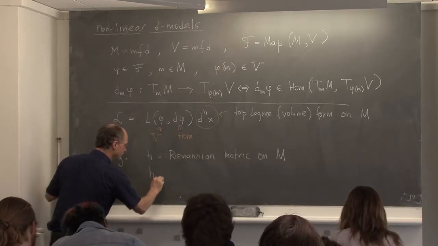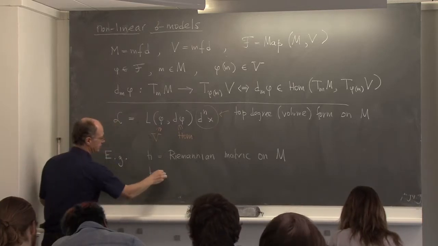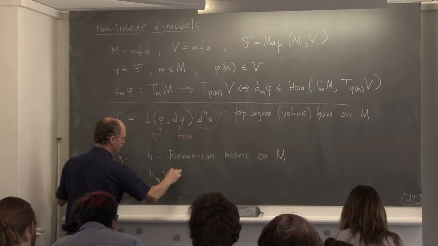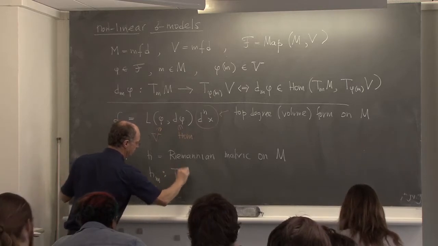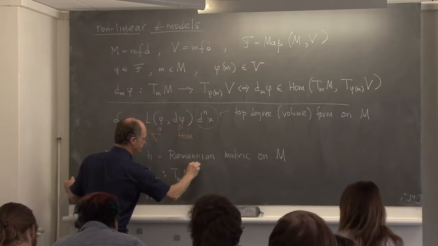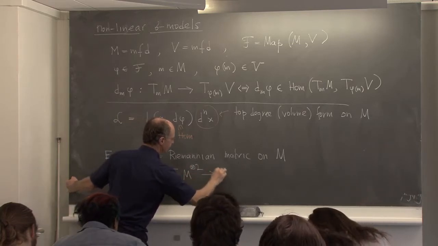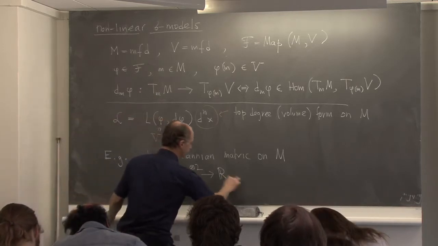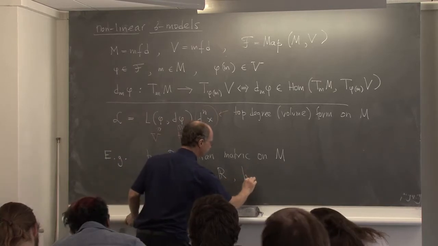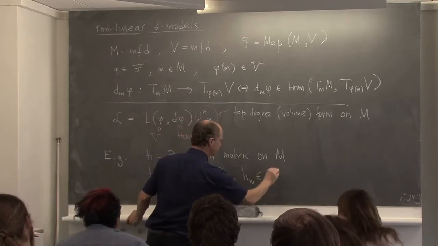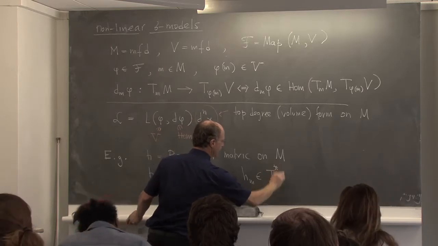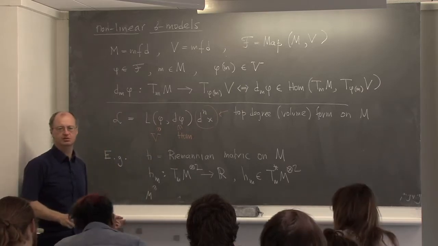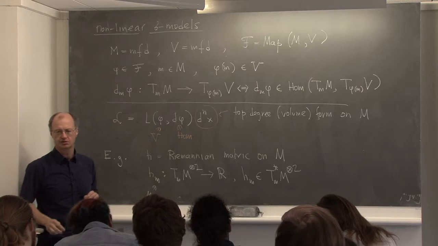So HM, if we think of a point m of M, what is it? That's a map from TmM tensor squared to R. Right? So we can think of it as being an element of Tm star M tensor squared. So that's a possibility to think of a Riemannian metric in this way.